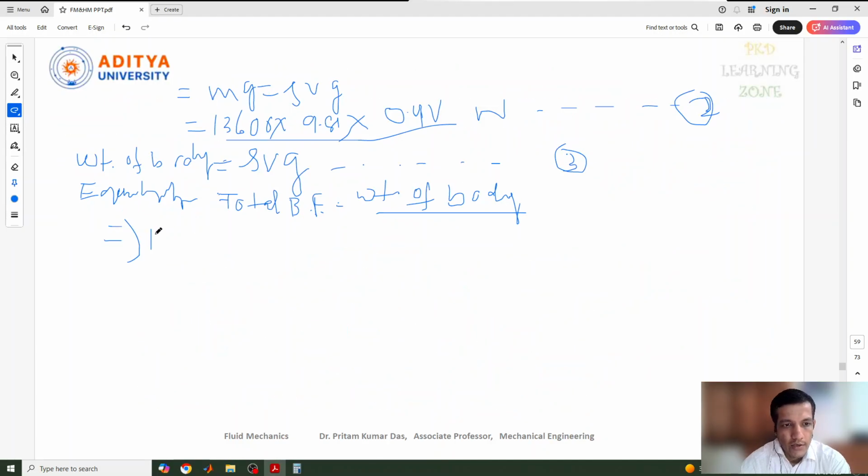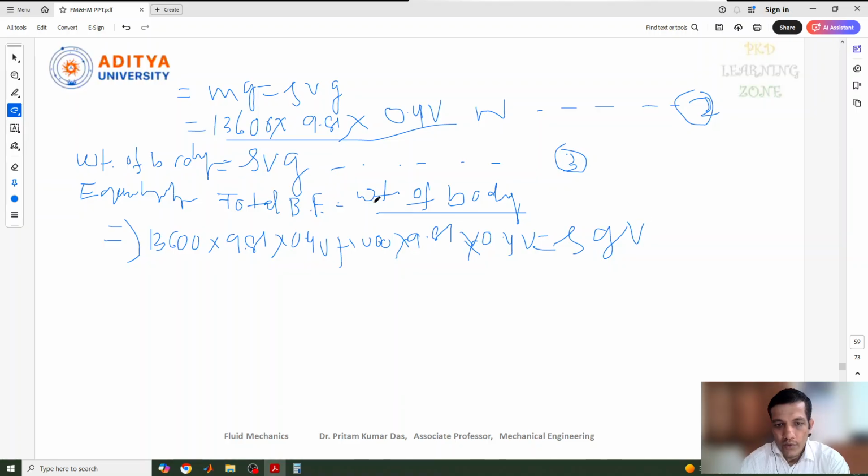So we can write the buoyancy force with the mercury, 13,600 into 9.81 into 0.4 V, plus 1000 into 9.81 into 0.6 V, equal to rho g V, the weight of the body. And now here g can be cancelled on all the sides. Because of this 9.81 and g, we can cancel both sides by taking common.